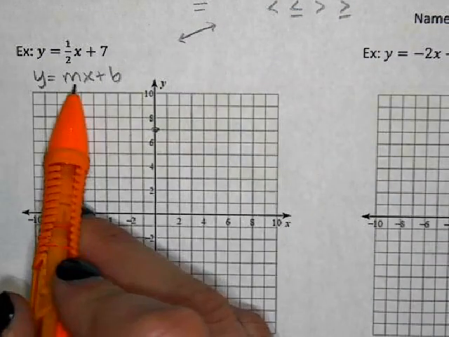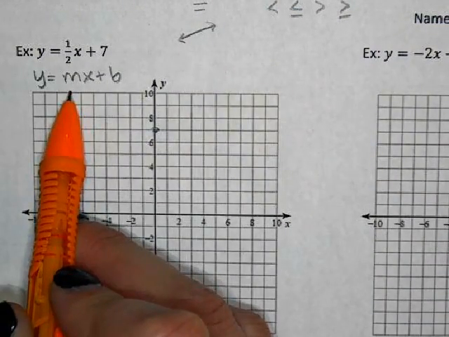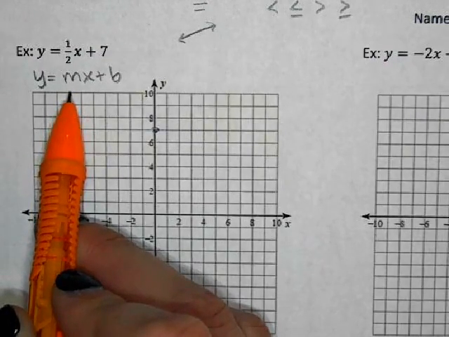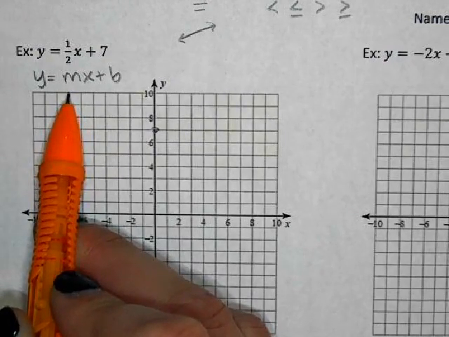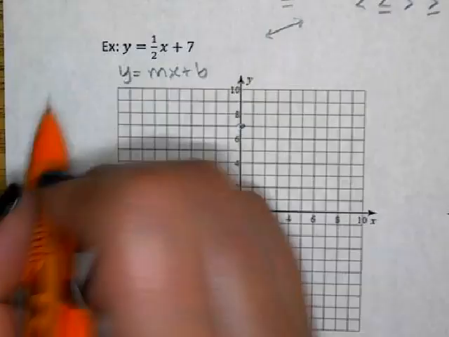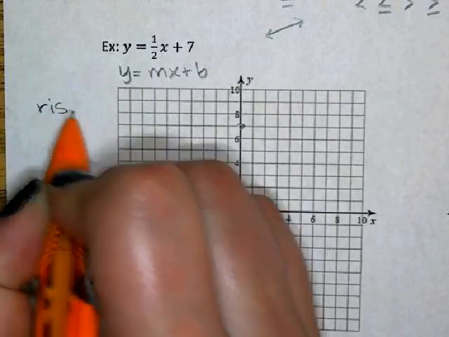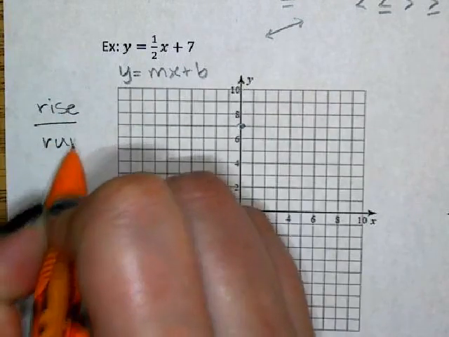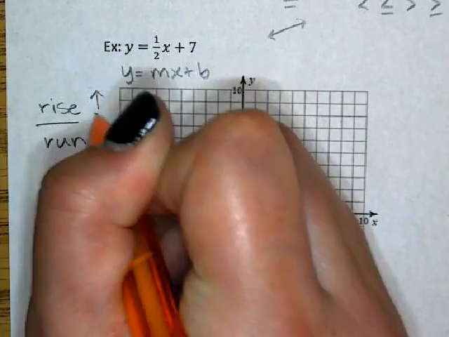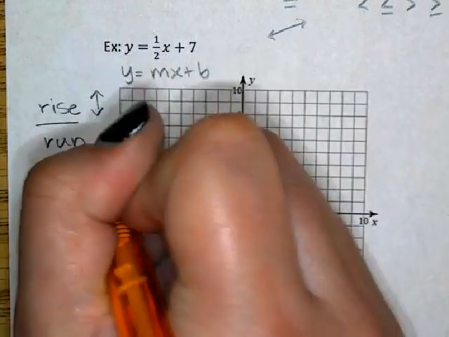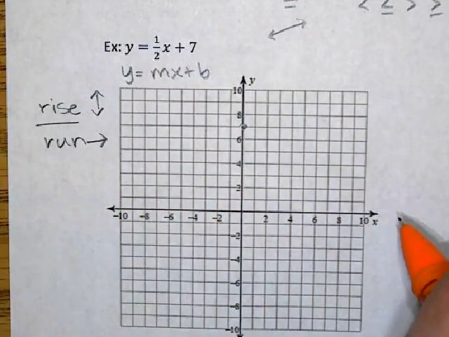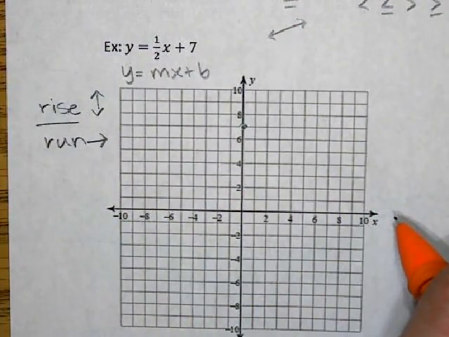And then the m value is what? It's 1/2. Do you guys remember what it stands for? It's a word with the letter S. Slope. It's the slope. So the 1/2, if you guys remember, it's rise over run. And the number on top can tell you to go up or down. The number on the bottom always tells you to go to the right. It never tells you to go to the left.